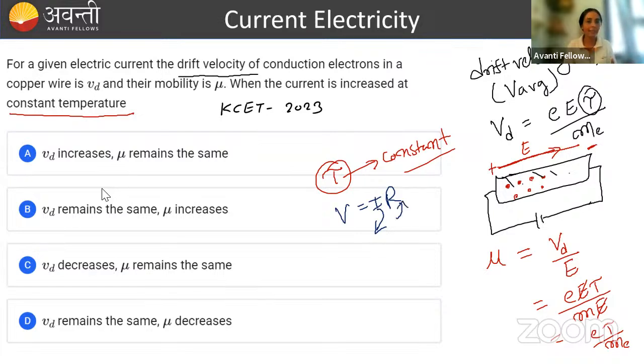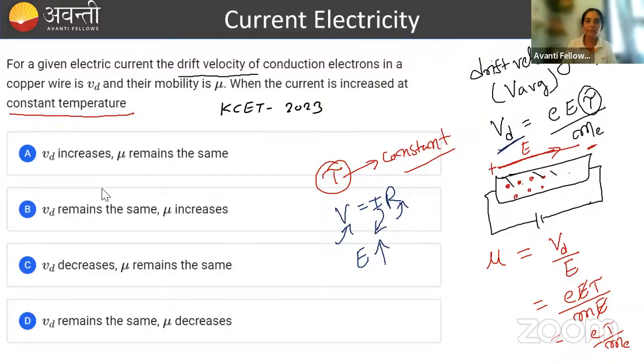Resistance will remain constant because temperature is constant. You already know that resistance depends on temperature. So if temperature is constant, R is also going to be constant. And if current is increasing, it is only possible if voltage is increasing. It means electric field is increasing.